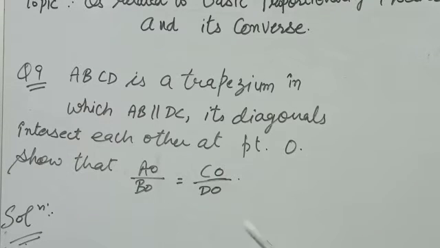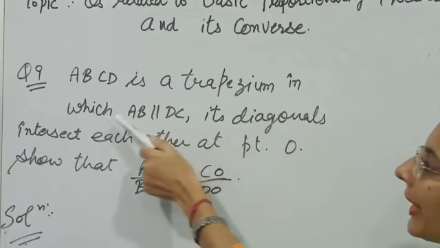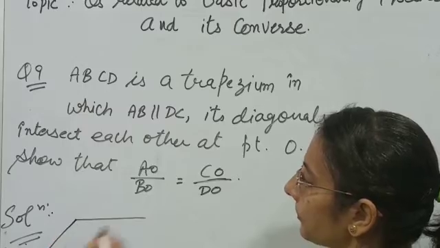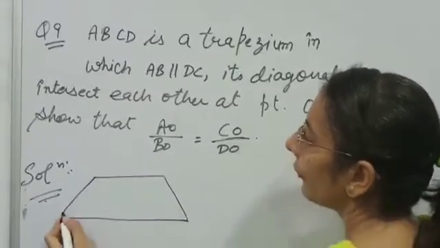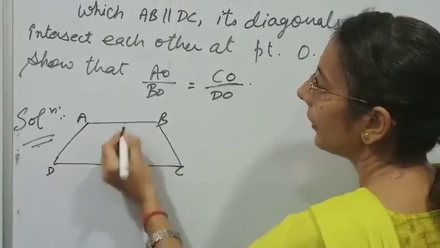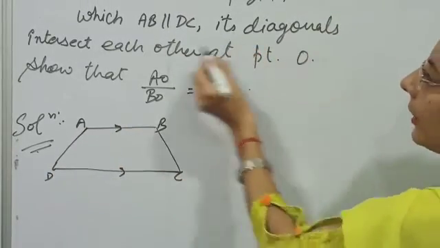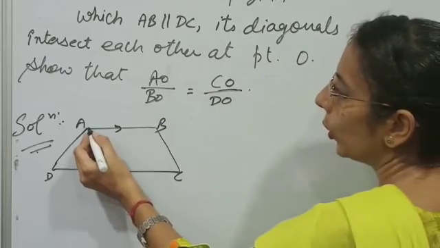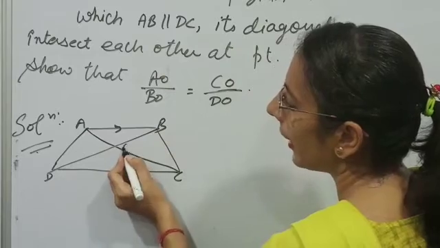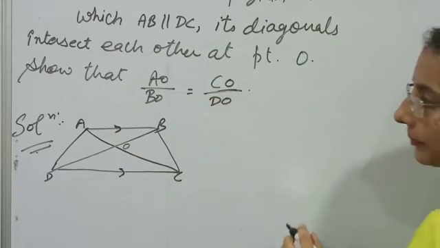Okay, now one more question: ABCD is a trapezium in which AB is parallel to DC. Its diagonals intersect each other at the point O. Then we have to show this.